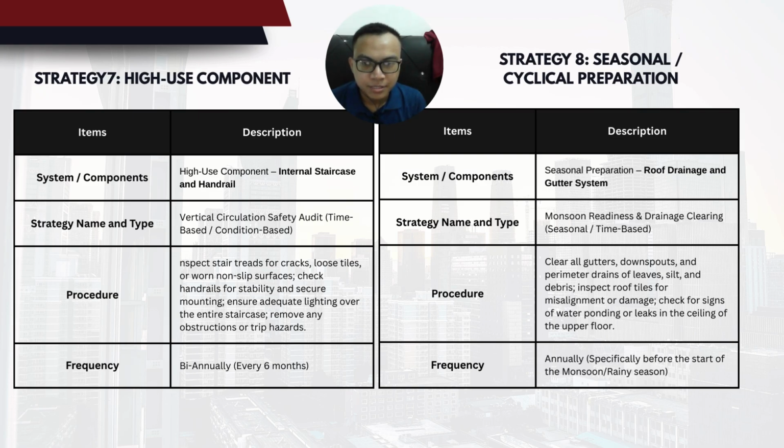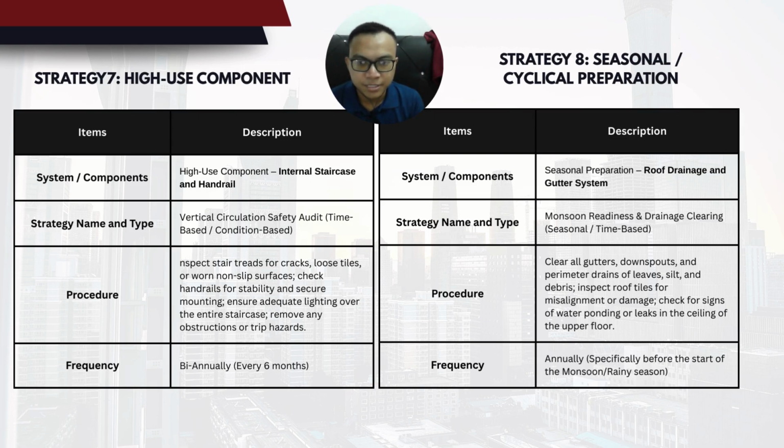Next is strategy 7, high-use component. We take internal staircase and handrail. For the strategy name and type, it is vertical circulation safety audit, which is time-based and condition-based.